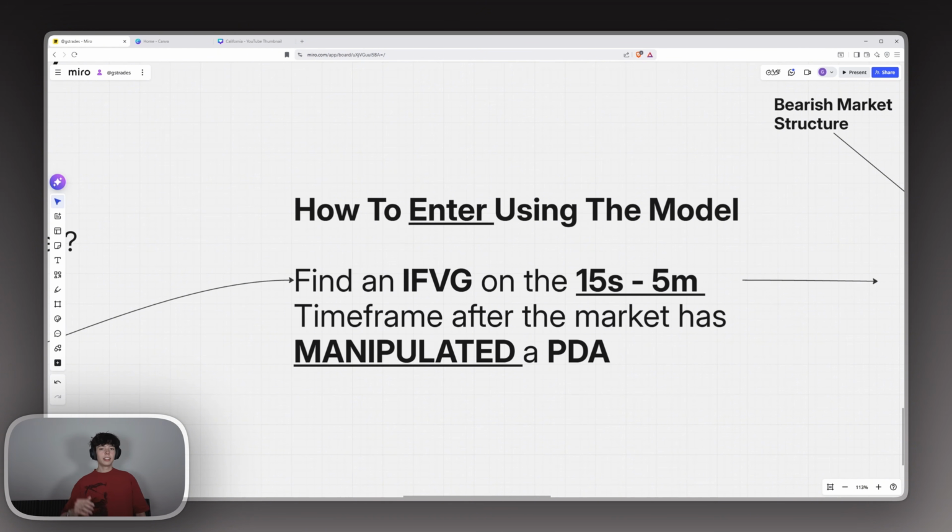If you're trading on the daily, your stop loss is probably going to be a couple hundred points. That's probably not the best unless you size down.